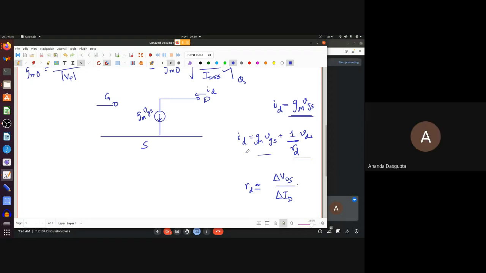I think people have completely forgotten their initial classes. Parallel. Or this is class 10 actually. Yeah. Yes. When are currents added? Parallel. Yeah, when branches are parallel.